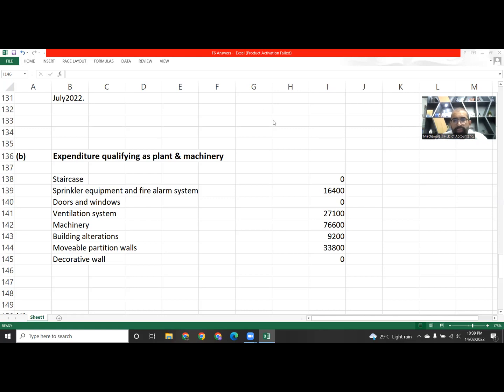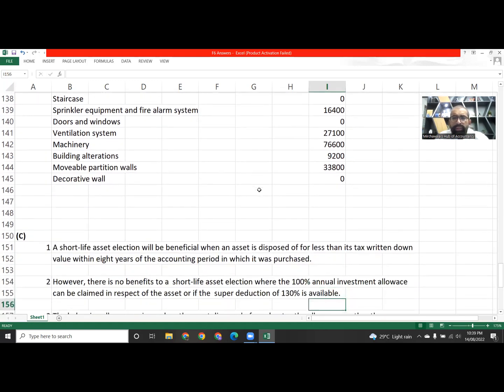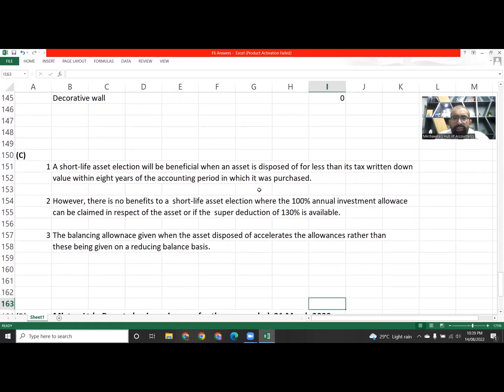Okay, now the next is about short life asset. Very simple. You have to write 2 or 3 points. Normally 2 points are enough. See, the short life election will be beneficial when the asset is disposed of for less than its tax written down value. Yes, when it is sold for less than value, then you will get the balancing allowance.